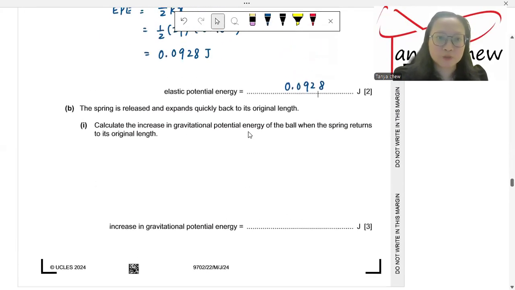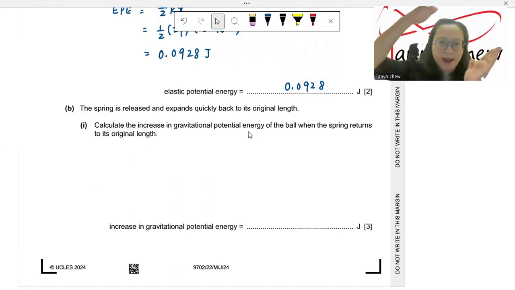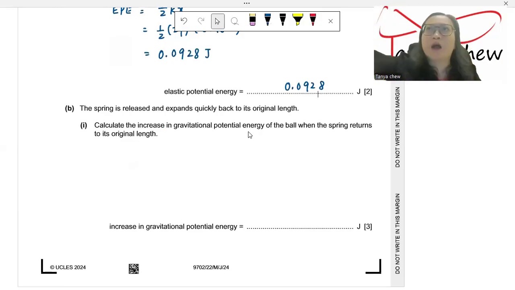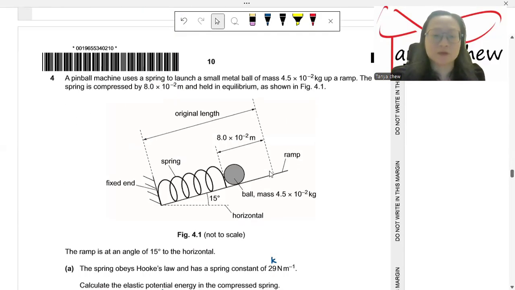The next one, the spring is released and expands quickly back to its original length. First part, calculate the increase in the gravitational potential energy of the ball when the spring returns to its original length. When the spring is being compressed, right? And then when it is released it will expand, and due to the ramp, the ball is moving up even higher. Don't you think so? Now, we are supposed to calculate the gravitational potential energy. I am definitely going to use this diagram again.